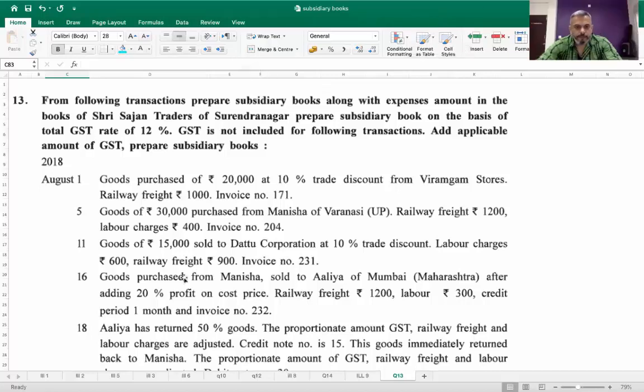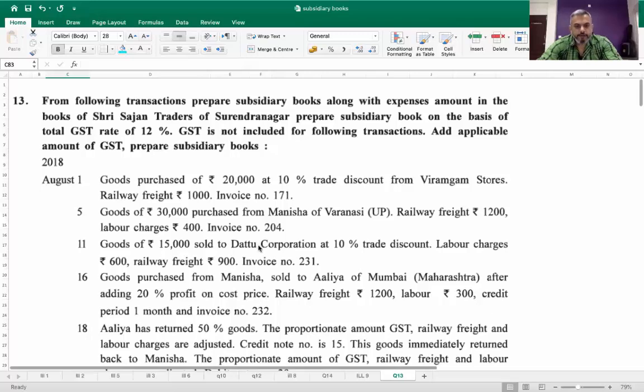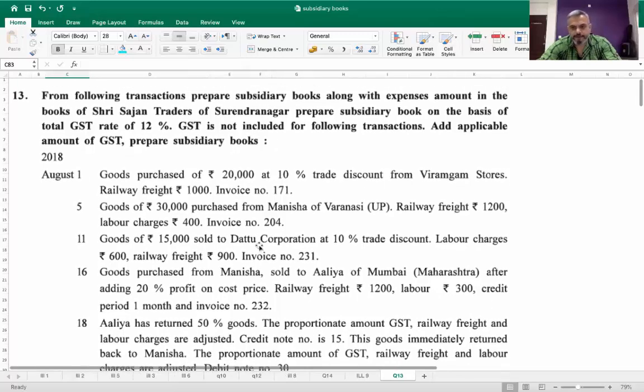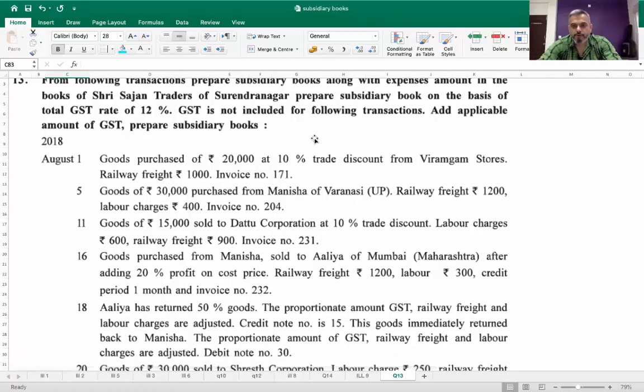Now, question number 13. From the following transactions, prepare subsidiary books along with expense amount in the books of Sri Sarjan Traders of Surendranagar. Prepare subsidiary book on the basis of total GST rate of 12%. यानी IGST है तो 12% है, CGST और SGST है तो 6%, 6%. GST is not included in the following transaction. Add applicable amount of GST. Prepare subsidiary books.